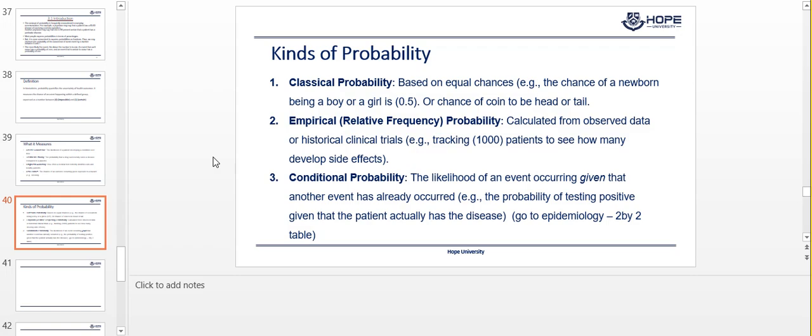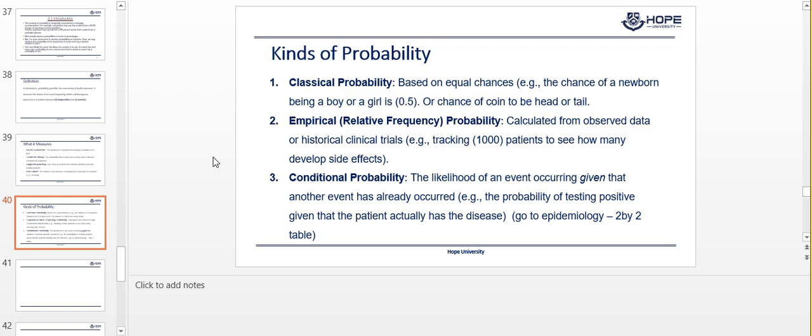What kinds and types of probability are there? Classical probability is based on equal chance. For example, the chance of a newborn being a boy or girl means every outcome has 0.5. Or we can say the chance of a coin being a head or tail. Or empirical probability, or relative probability, calculated from observed data or historical clinical data. For example, tracking a thousand individuals to see how many of them develop side effects using a specific drug.